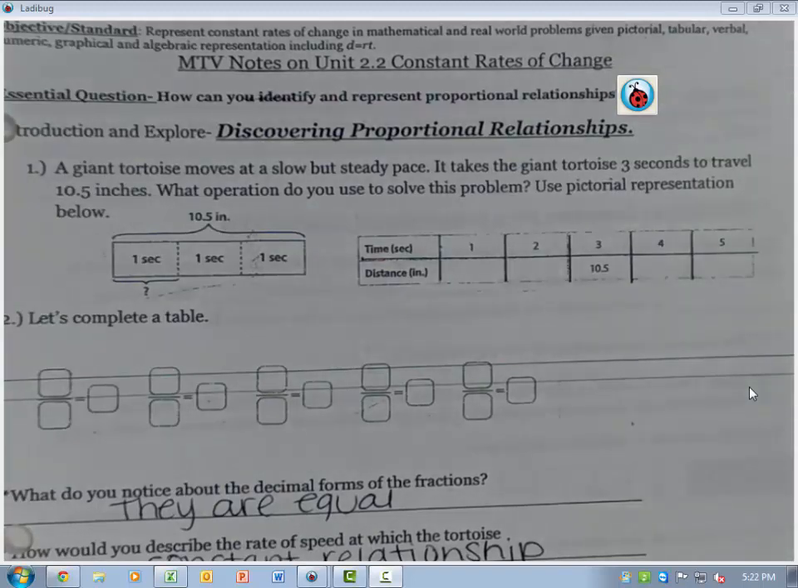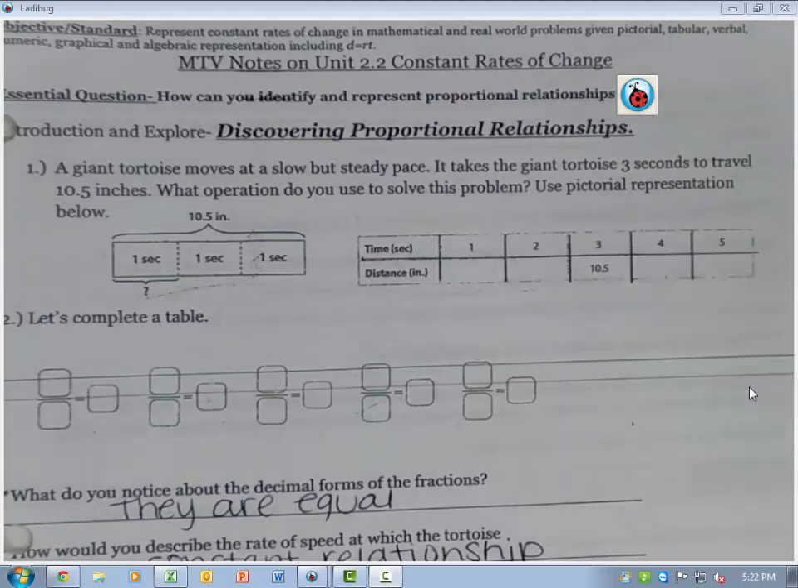First question. A giant tortoise moves at a slow but steady pace. It takes the giant tortoise 3 seconds to travel 10.5 inches. So 3 seconds to travel 10.5 inches. What operation do you use to solve this problem? Use a pictorial representation below.